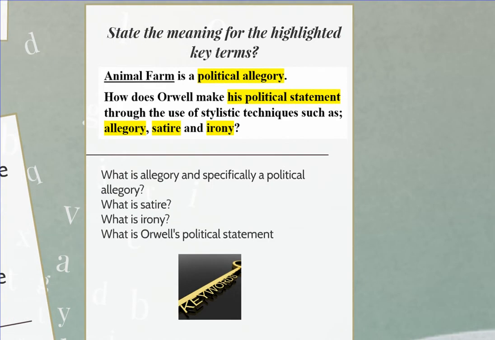Okay, here we have the key terms as we see it underlined or highlighted. Political allegory, Orwell's political statement, allegory, satire and irony. What I'd like you to do is to answer these three questions. What is allegory, specifically a political allegory? What is satire? What is irony? And what is Orwell's political statement? And pretend there's a question mark at the end of that. So press pause, answer those.